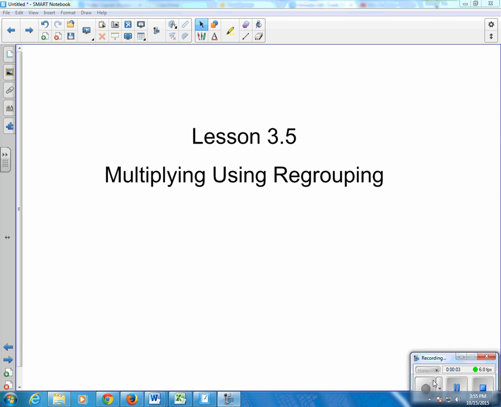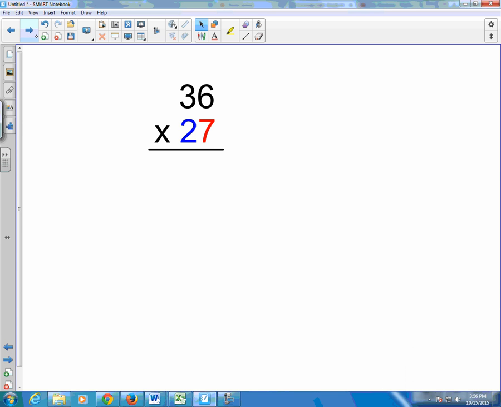Hello everybody, we are in lesson 3.5 of the Go Math book and we're multiplying using regrouping. In plain English, we're multiplying the normal way. So let's see an example.